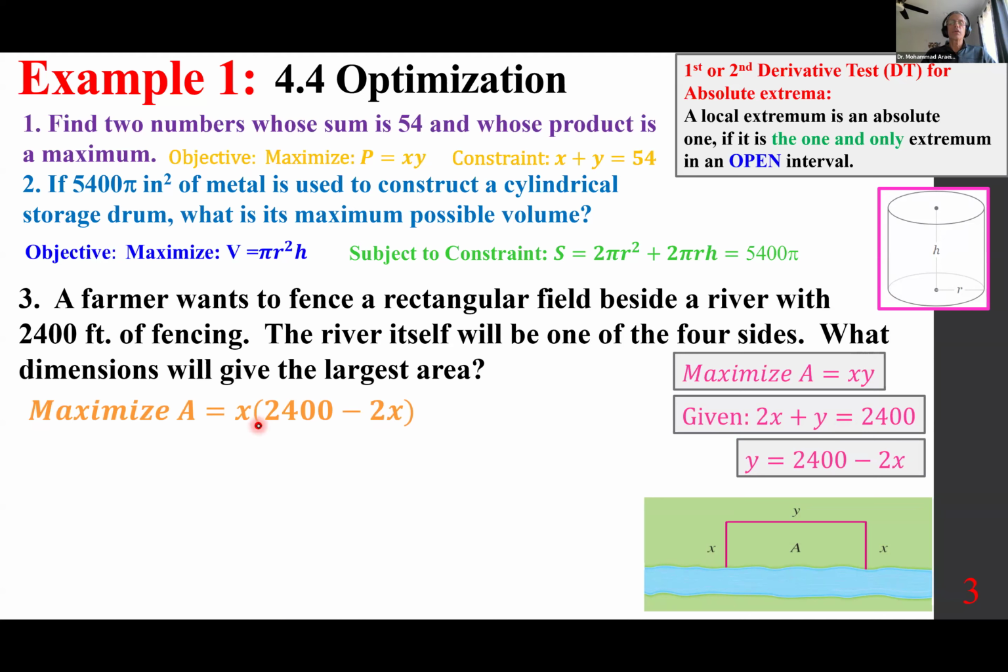You always have to figure out your domain. The domain is between 0 and 1200 because X represents a dimension and must be positive. And if you set this one equal to 0, X becomes 1200. And if you choose X to be larger than 1200, this becomes negative, which one of the dimensions can't be. So you have the open interval of 0 to 1200.